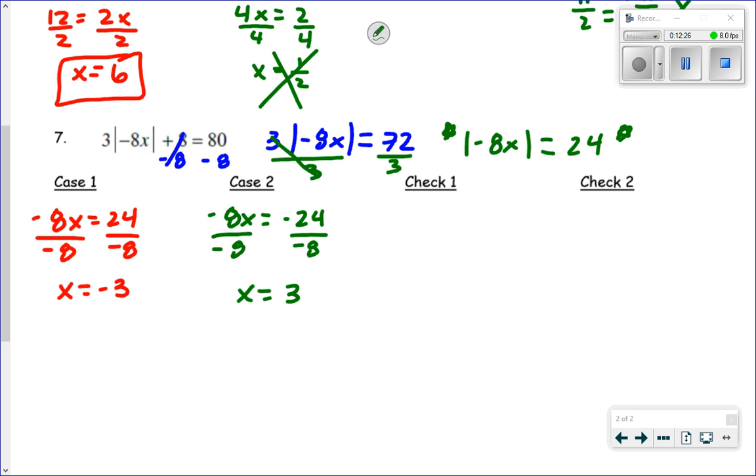Now, do I need to do a check step? Well, there's no variables on the right-hand side. So no, I don't. X equals 3 and x equals negative 3 are both solutions to this absolute value equation.